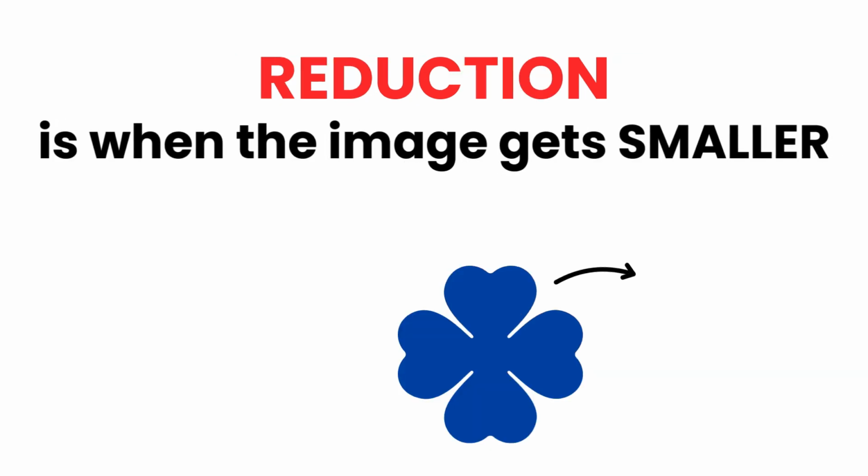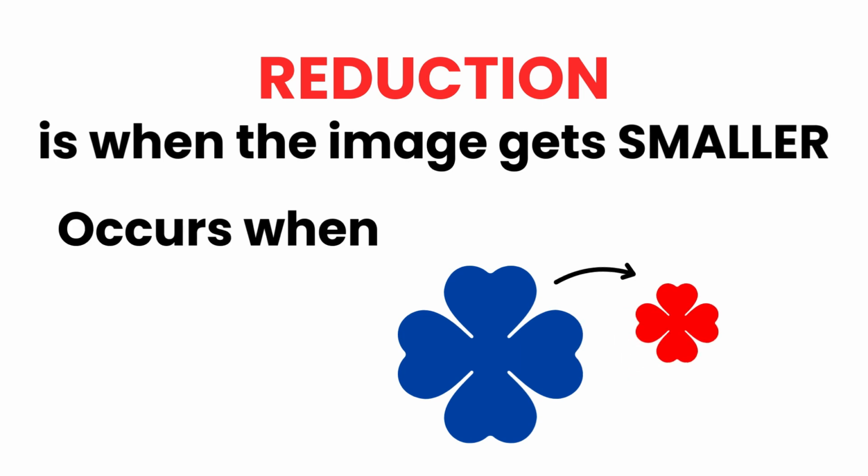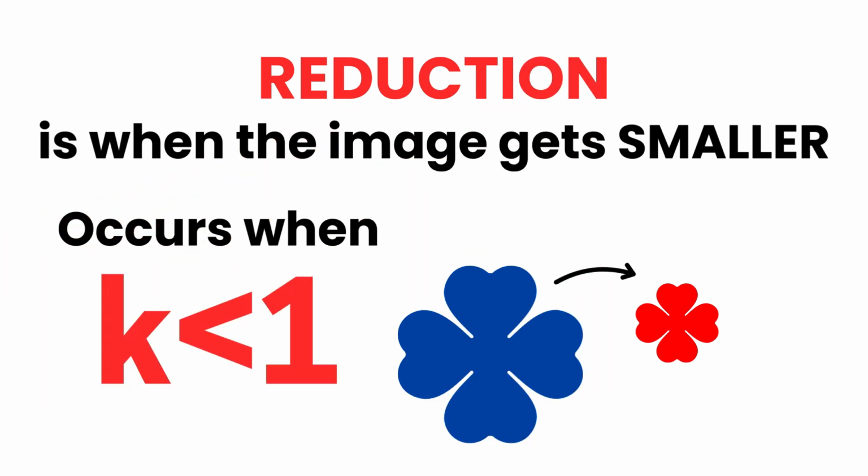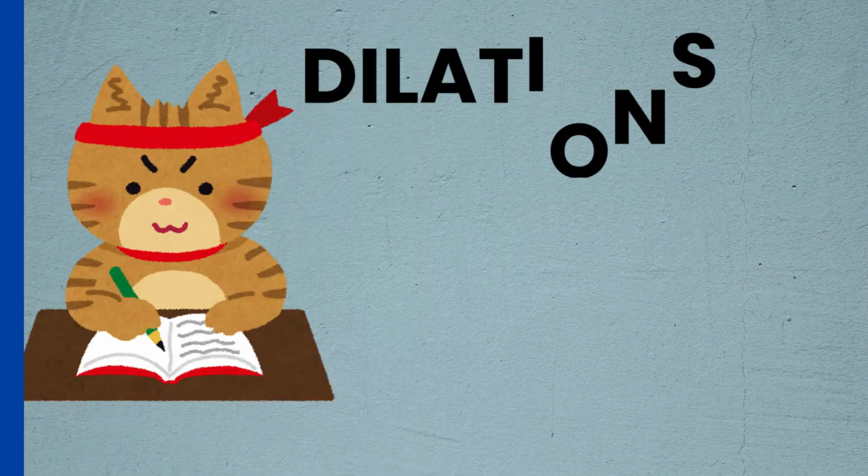A reduction is when the image gets smaller. So my blue shape shrinks to be my red shape. This occurs when k is less than 1. So things like 1/2, 3/4, or even something like 9/10, as long as it's less than 1.